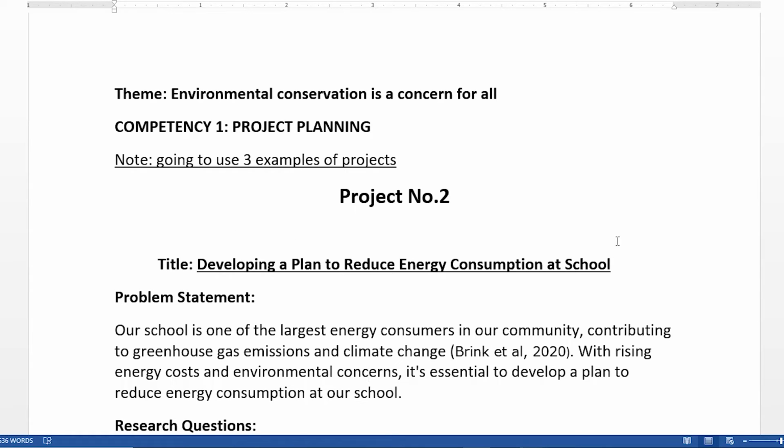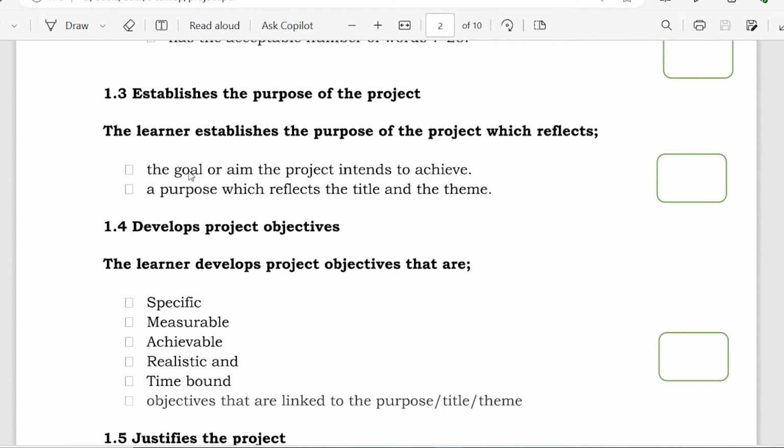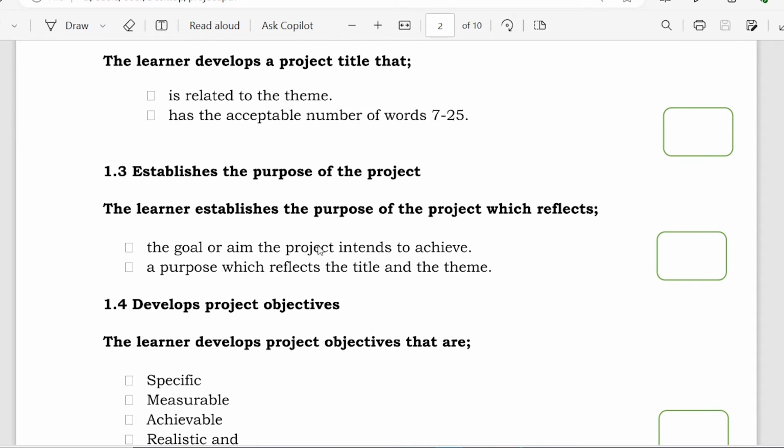And the title also qualifies in the number of words. Developing a plan, 1, 2, 3, 4, 5, 6, 7, 8, 9. They are between 7 to 25 words. And then after that, there is the purpose. The purpose is what the learner intends to achieve, but it must reflect the title and the theme.